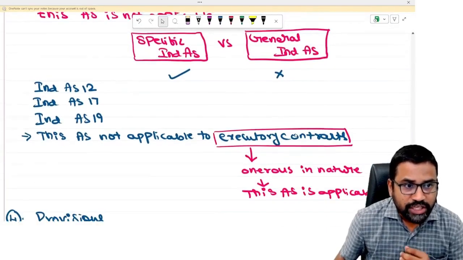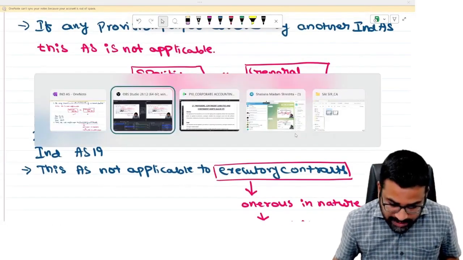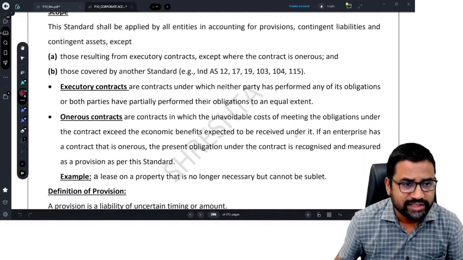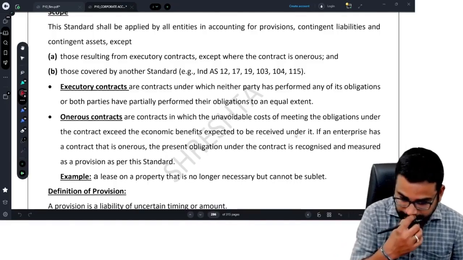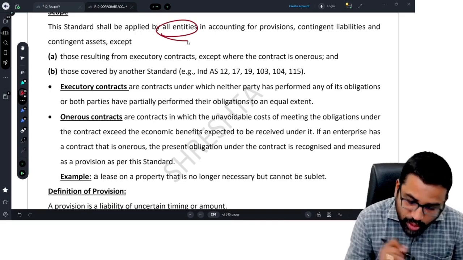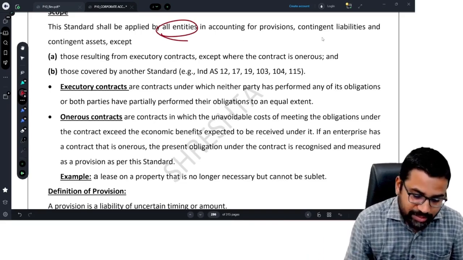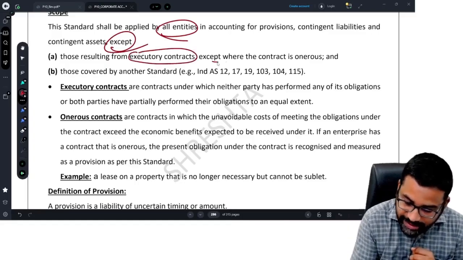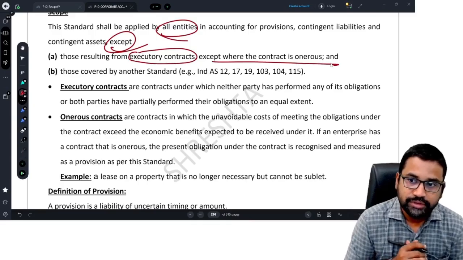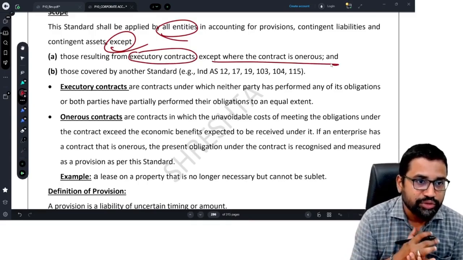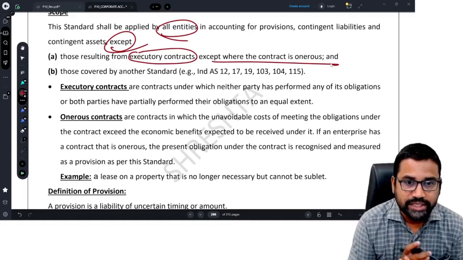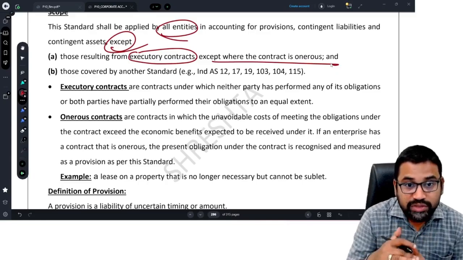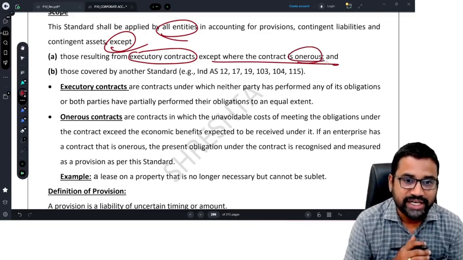Okay. Now next we discuss what is the scope of the standard. Sir, is this standard going to cover all kinds of provisions, contingent assets and contingent liabilities? No, there are certain exceptions. This standard shall be applied by all entities in accounting for provisions, contingent liabilities and assets, except those resulting from executory contracts, except where the contract is onerous in nature. So for any provisions, contingent assets, contingent liabilities arising from executory contracts, this standard is not applicable. But of course, if the contract is onerous in nature, this standard is applicable.